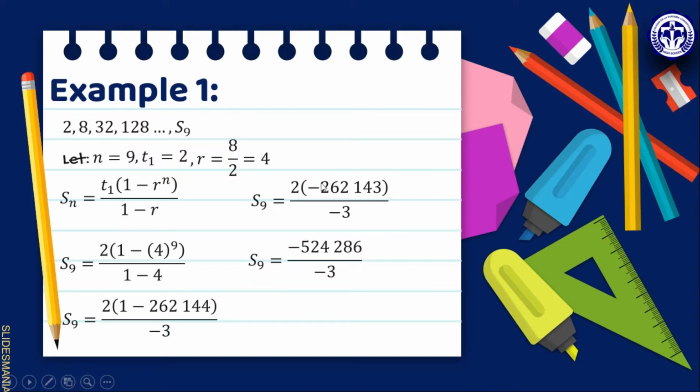So we have 2 times -262,143 is equal to -524,286 divided by -3. So when these two are divided, the answer is 174,762. That means the sum of the first 9 terms of this geometric sequence is 174,762. Now let us go to the second example.